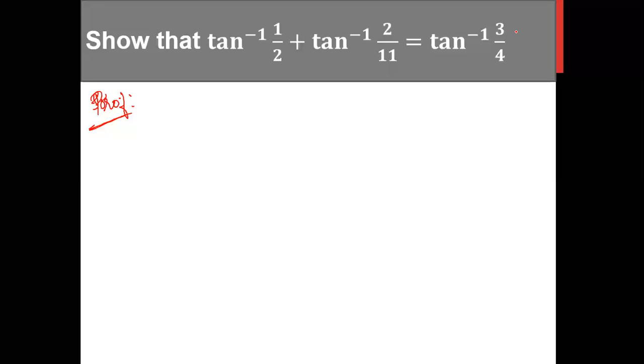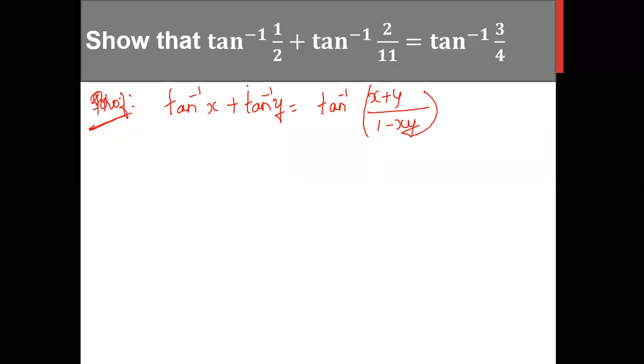Tan inverse 1 by 2. So which formula? Tan inverse x plus tan inverse y. So what is tan inverse x plus tan inverse y? It is tan inverse of x plus y divided by 1 minus xy. We'll use this formula. So here in place of tan inverse x we have tan inverse half, and in place of tan inverse y we have tan inverse 2 by 11. So we have to show it is equal to tan inverse 3 by 4.